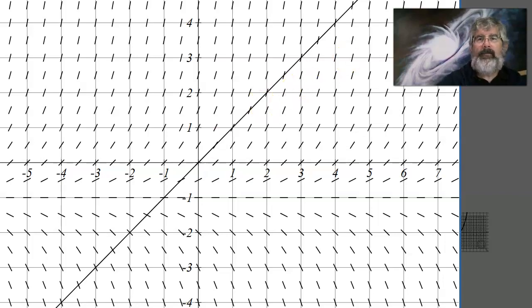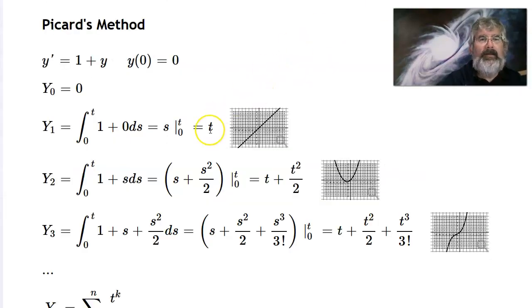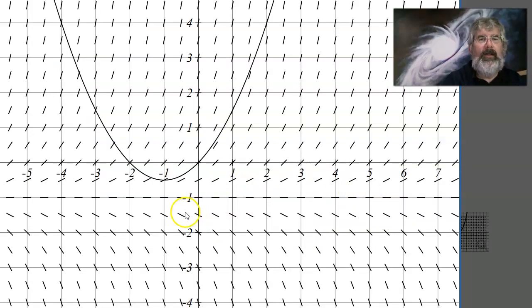Okay. So then we take that and use it for y and plug it back in. Instead of 1 plus y, I've got 1 plus s, using s instead of t because I'm doing the integral from 0 to t. So you integrate that, you get s plus s squared over 2, evaluated between 0 and t, getting t plus t squared over 2. And now we've got a quadratic, which looks like this.